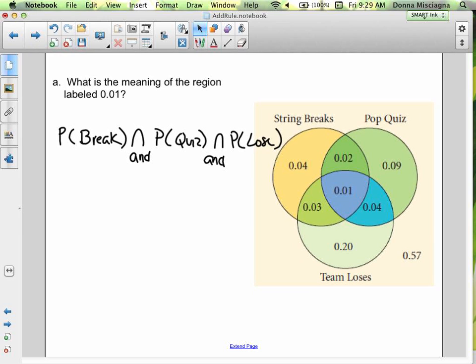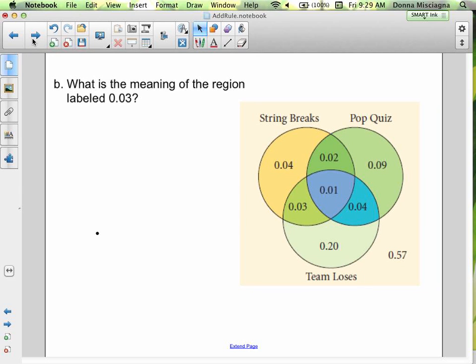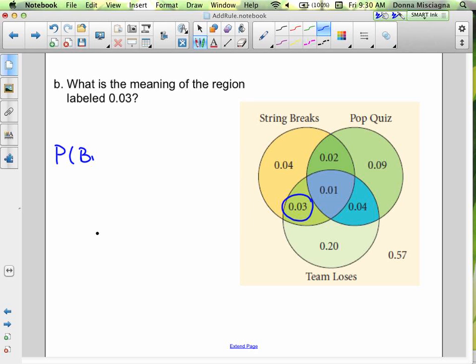Okay. Everybody good? All right, let's look at the next one. What's the meaning of the 0.03 there? Anybody at the orange table? Yep. So this is the overlap between those two. So that would be the probability that the string breaks and the team loses. Okay, everyone got that one in their notes? Okay, change.